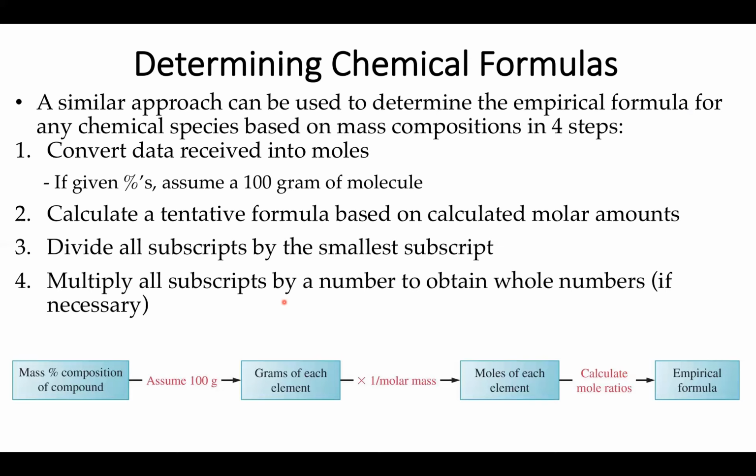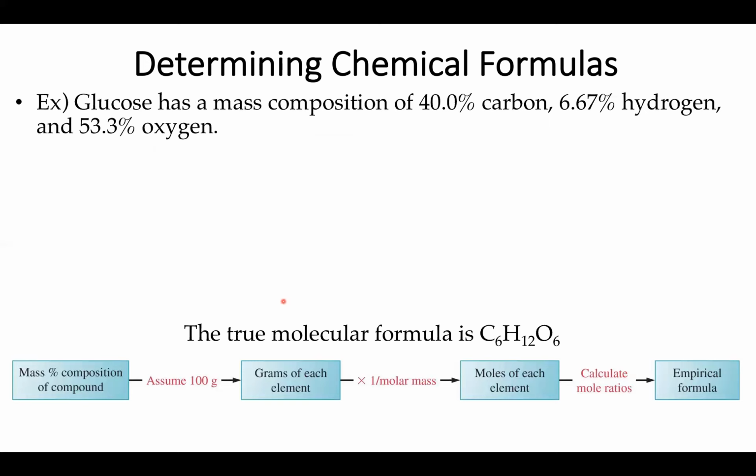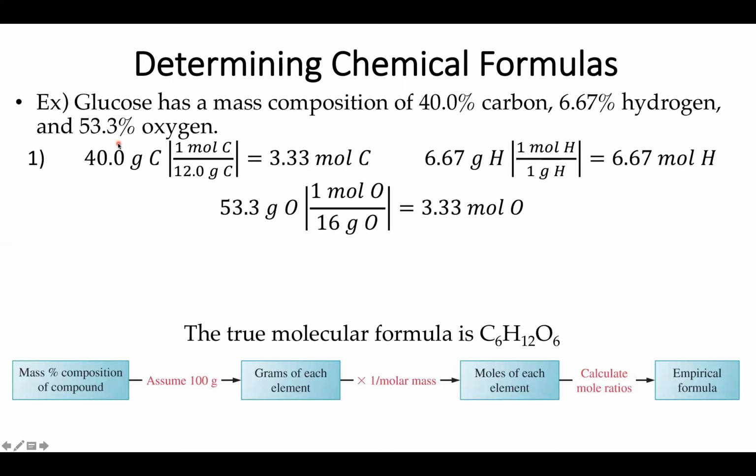So let's go ahead and work an example, because this is a little messy. Let's say I've got glucose. It has a mass composition of 40% carbon, 6.67% hydrogen, and about 53% oxygen. So I need to go ahead and find the moles of each. What we can do is simply use the molar mass of each of these elements.